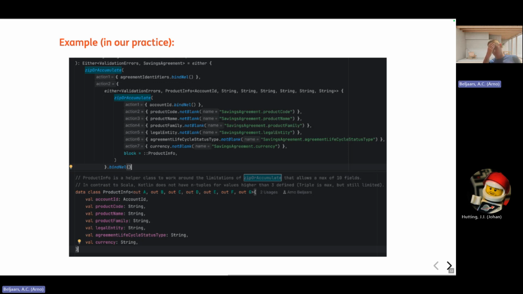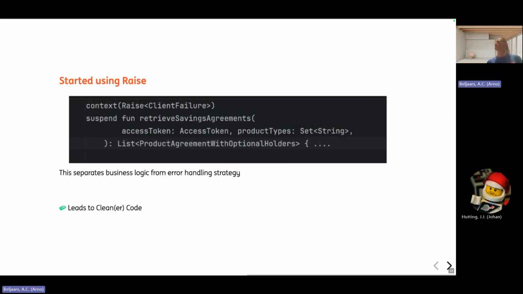Another disadvantage, I don't have a slide for that, is that when you use a lot of Eithers, you need to propagate it when you want to do something with the results. So we started using Arrow, and Rob has a big influence on that, and we are thankful for him, because this makes our code easier, and it separates the error handling from the business logic.